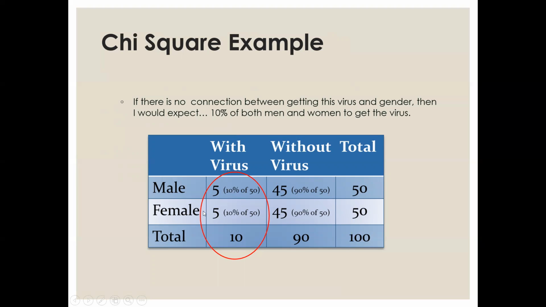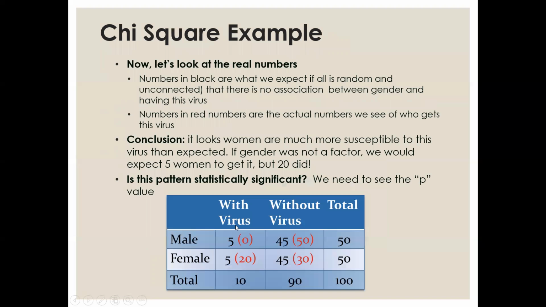Right, the virus only affects 10% of the population. What we see in reality is that the real results are that 0 men have the virus. All the men, the 50 men, are virus free, yet unfortunately, we expected only 5 women to have the virus, but 20 women have the virus, right? Great, right? Just what we want to see. And here we expected 45 women to be virus free and 30 were.